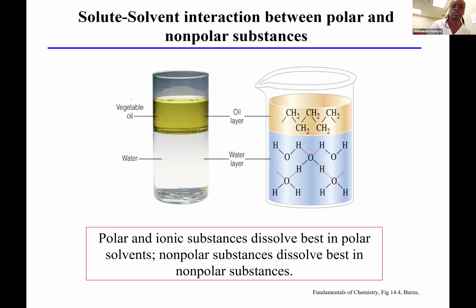This vegetable oil is non-polar, and water is polar, and so this is why they don't mix. The end.